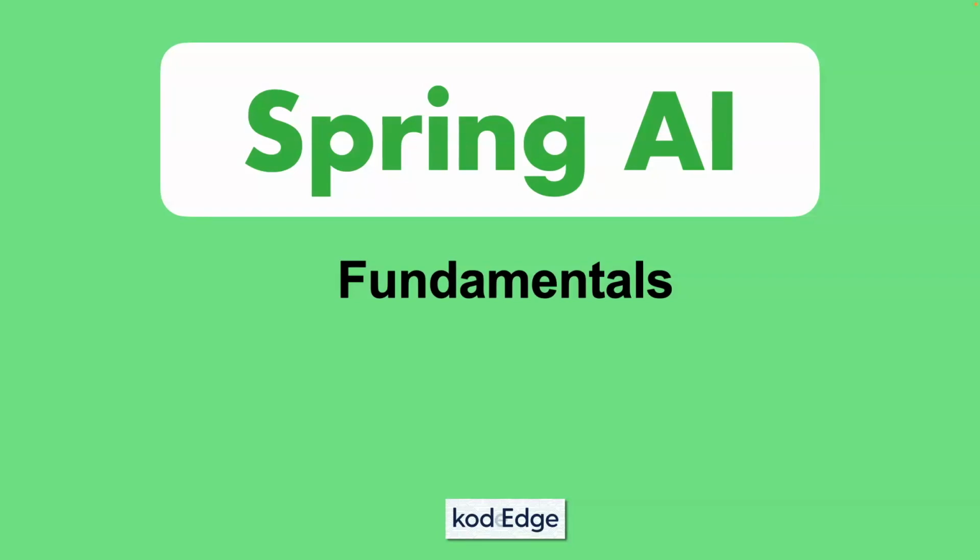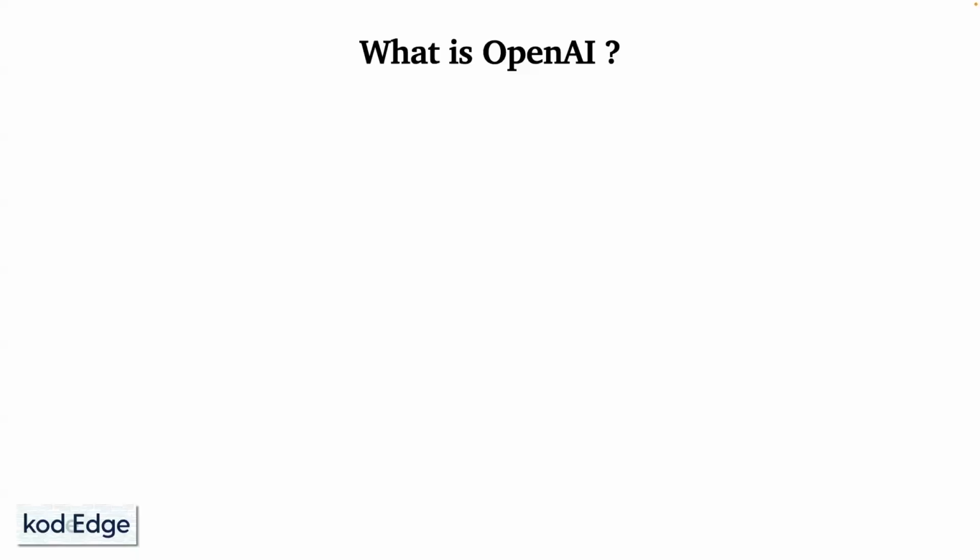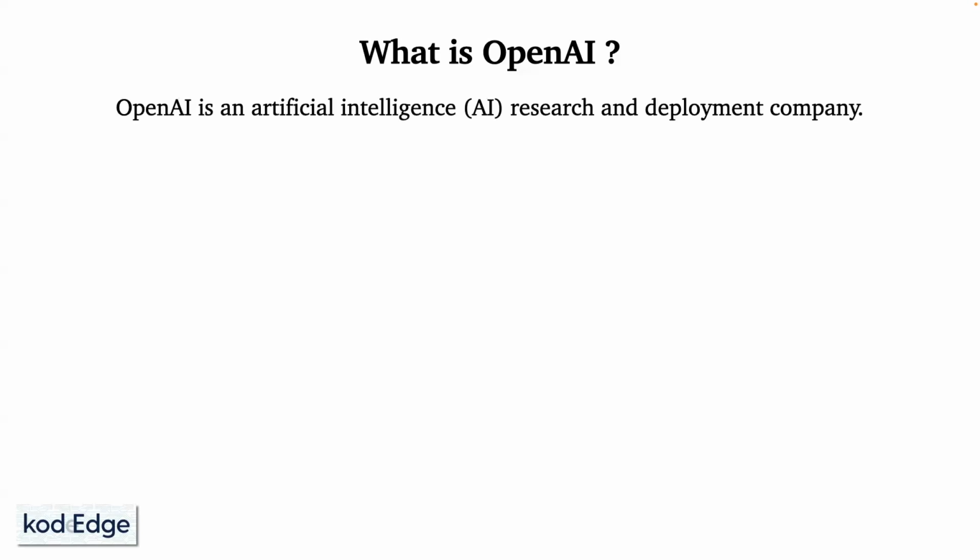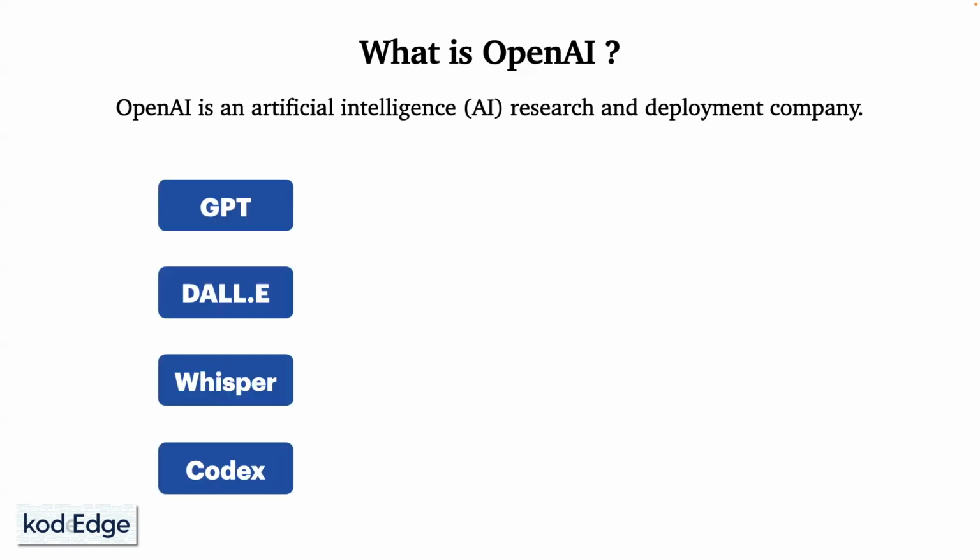In this lecture, we are going to understand the basic fundamentals of Spring AI. So let's get started. First, understand what is OpenAI. OpenAI is an artificial intelligence research and development company. It develops advanced AI models, and it is a platform provider that gives access to those models through API.